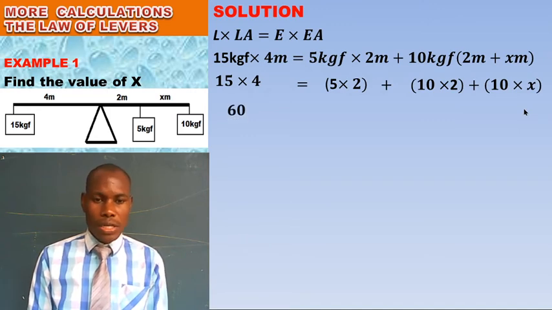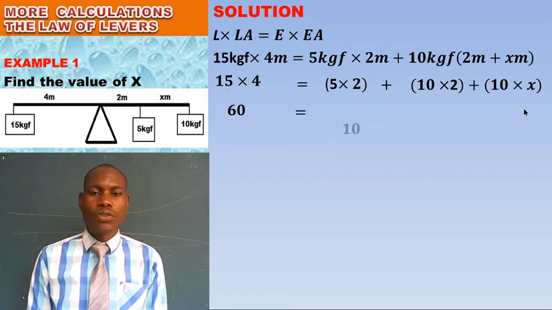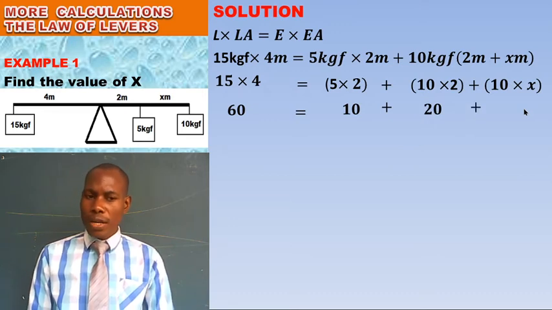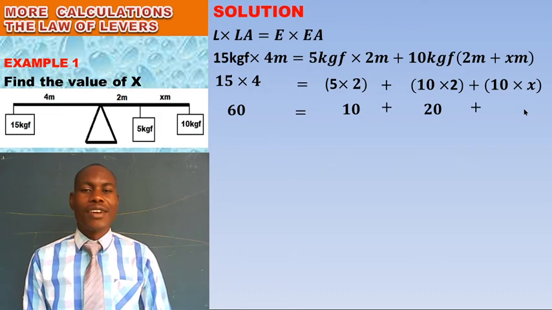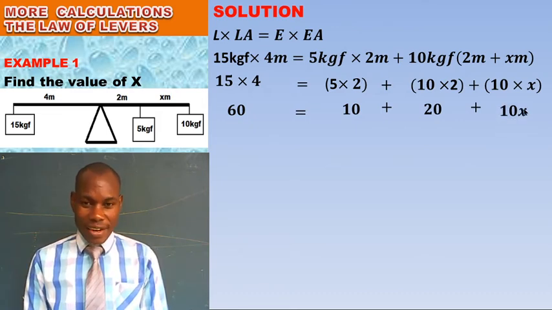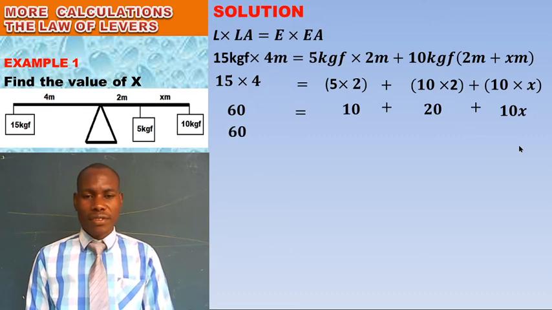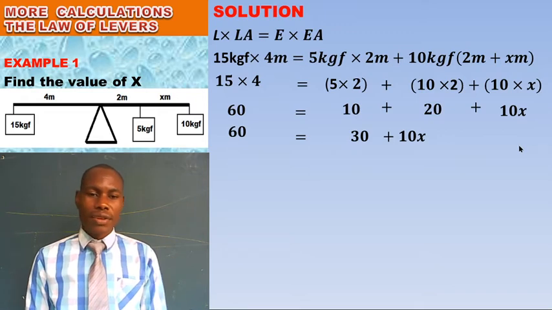15 times 4, we get 60. And then we shall say that will be equal to 5 times 2, we shall get 10, plus 10 times 2, we shall get 20, plus 10 times x, what do you get? Yes, we get 10x, like that. Now, after that, we can now collect like terms. But before we collect like terms, let's first go to the next step. Shall say 60 will be equal to 10 plus 20, what do we get? We get 30.